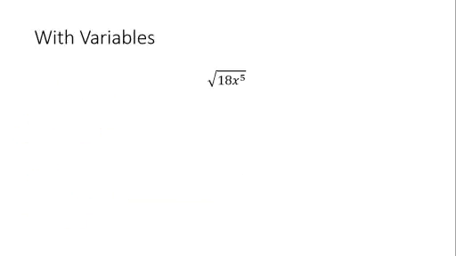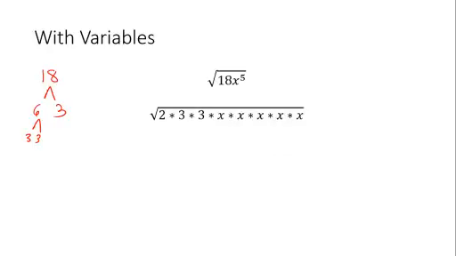Simplifying with variables is the exact same process. For the coefficient, the number out front, you do the same thing. So 18 breaks down to 6 and 3, and 6 is 3 and 3. So we're left with the square root of 2 times 3 times 3. Oh yeah, 2 times 3, because this is a 2. 2 times 3 times 3.